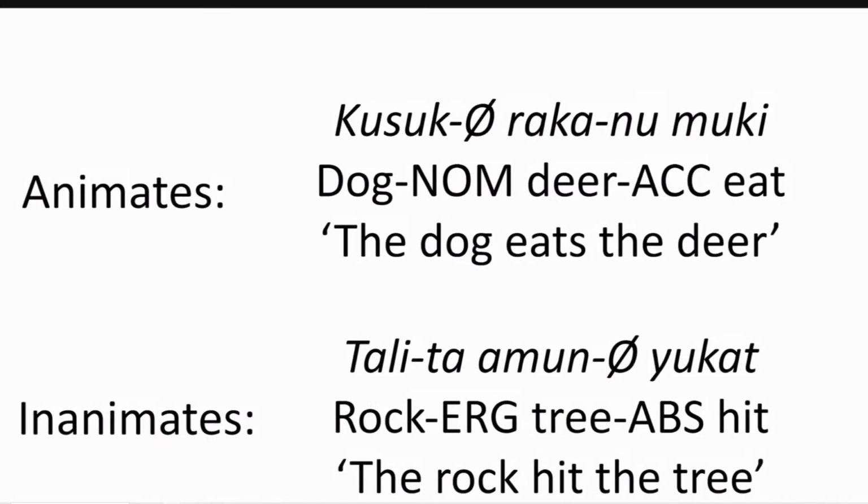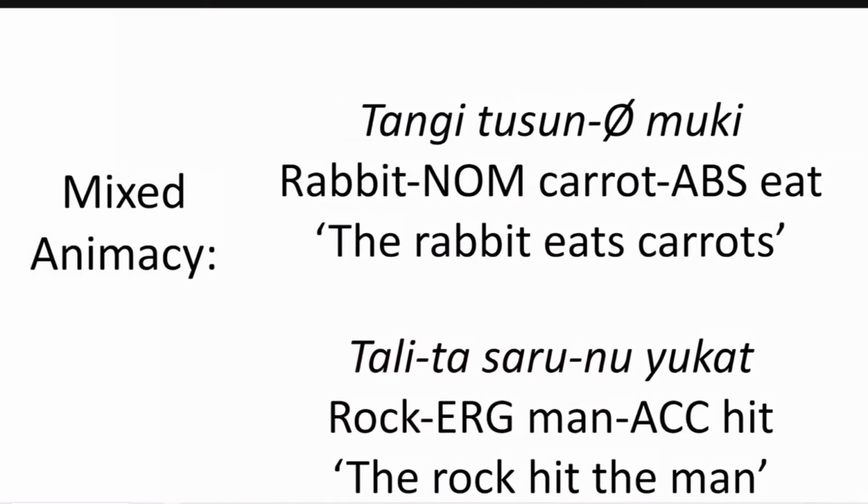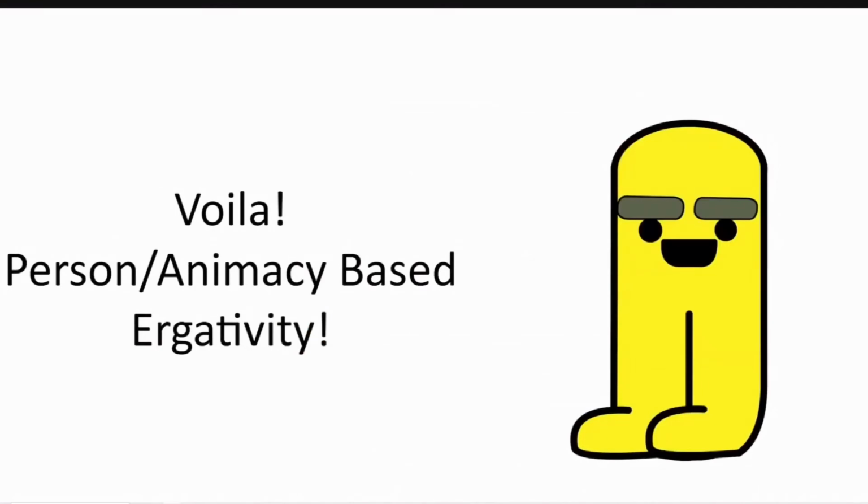Now, if we zoom out a little bit, we can see that all of our animate nouns are treated accusatively, highlighted in blue, while all of our inanimate nouns are treated ergatively, highlighted in red. Again, this also applies in situations where there is one animate argument and one inanimate argument in a clause. Just the inanimate nouns are treated ergatively, and just the animate nouns are treated accusatively. Voila! Person and animacy based split ergativity.